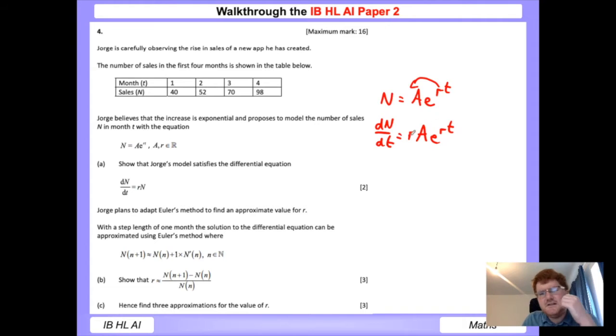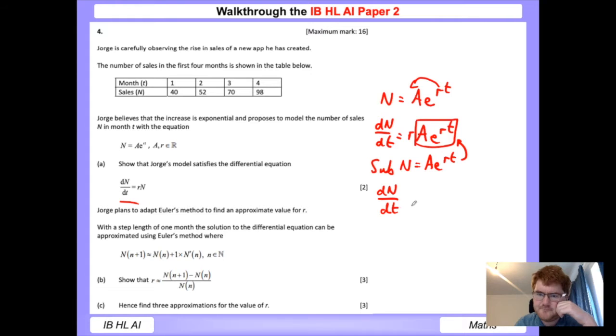Now you're probably thinking to yourself, well, how does this link in with the question as asked? Well, if we substitute in the initial equation, so sub n is equal to a e to the power of rt, into this equation, so we're replacing this part with n, then we do get the equation that we wanted, which is dn by dt is equal to r times n. So it does satisfy the differential equation that we see.